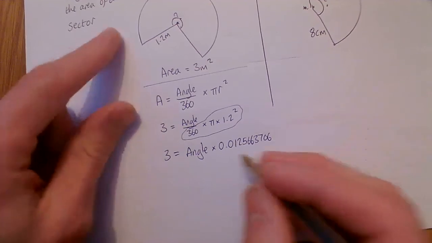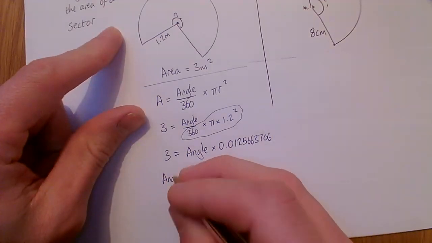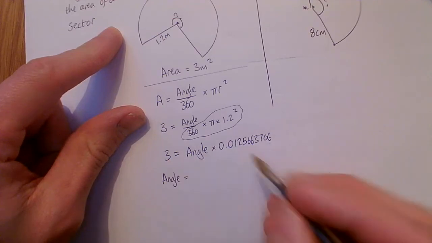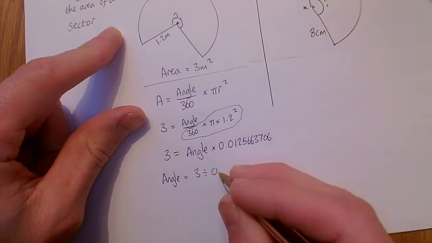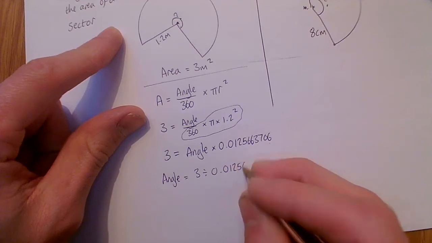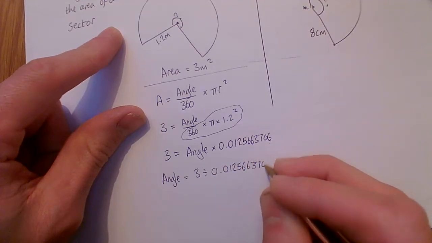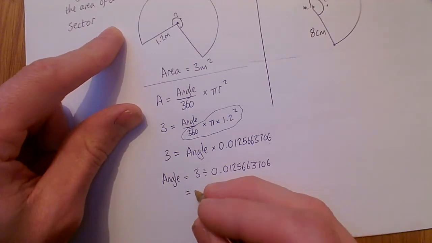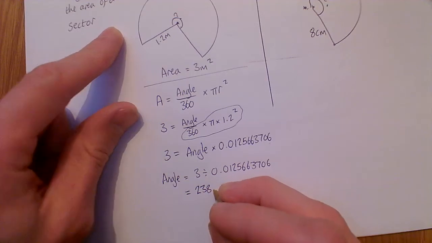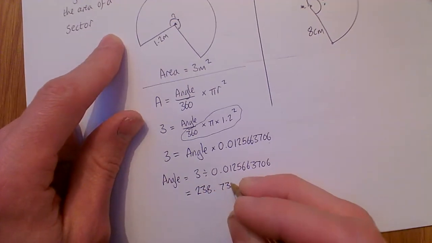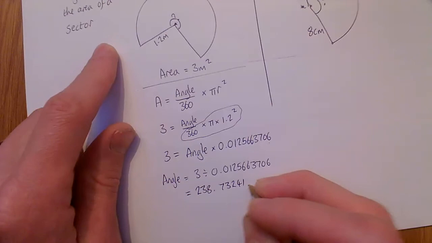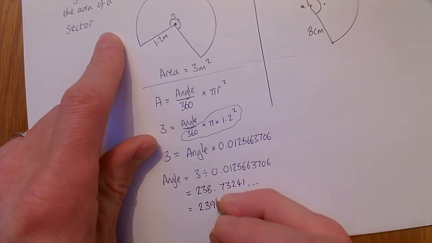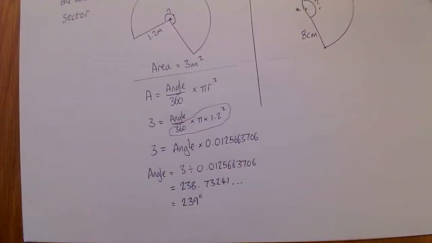To work out what our angle is, we are dividing both sides. So the angle times this number gives us 3. If we do 3 divided by that, we're dividing both sides of our equation by that big decimal number we just worked out. That is going to give us our angle. Popping that in the calculator, we get 238.73241 and some extra digits. That is 239 degrees to the nearest degree.